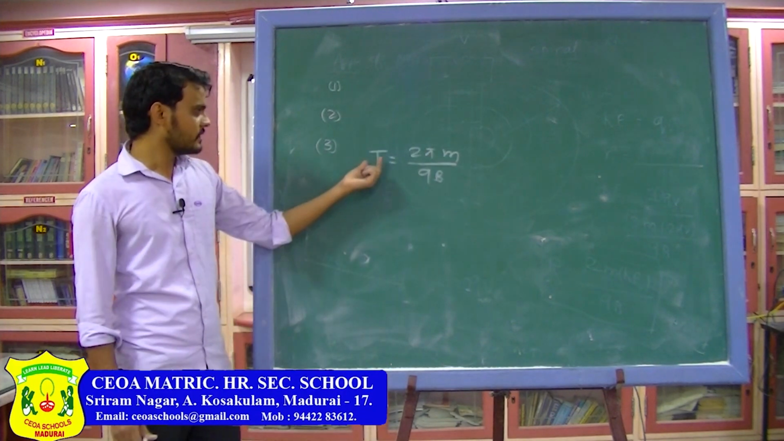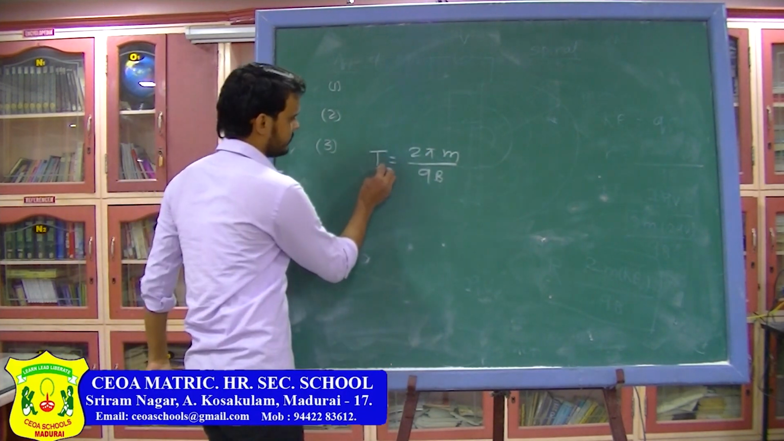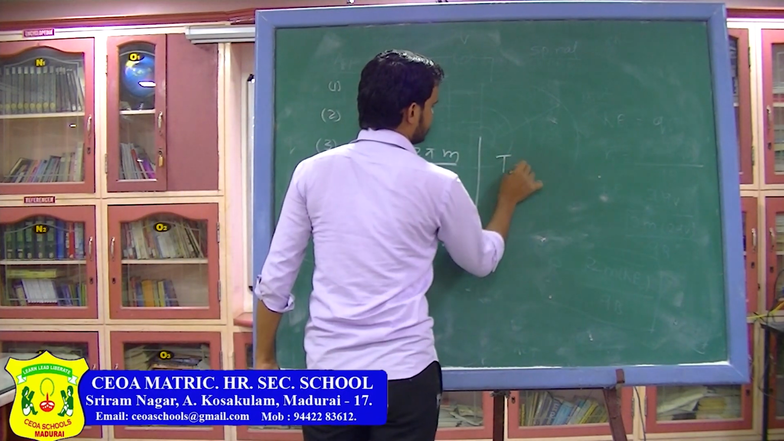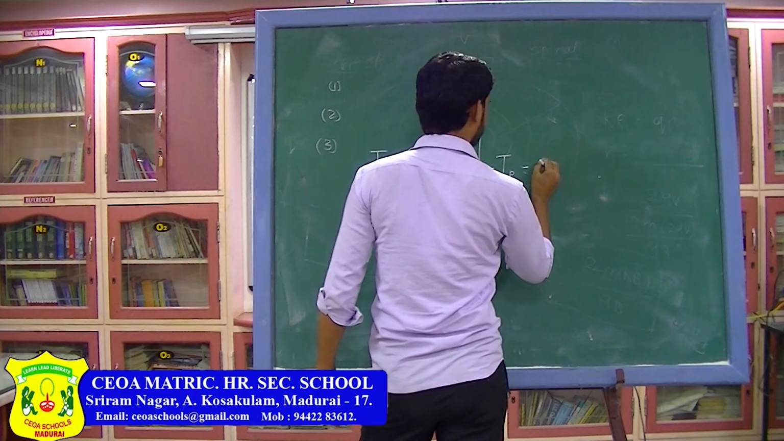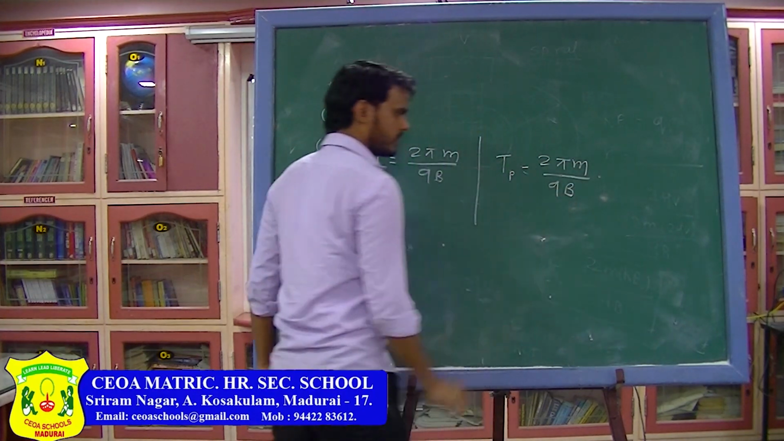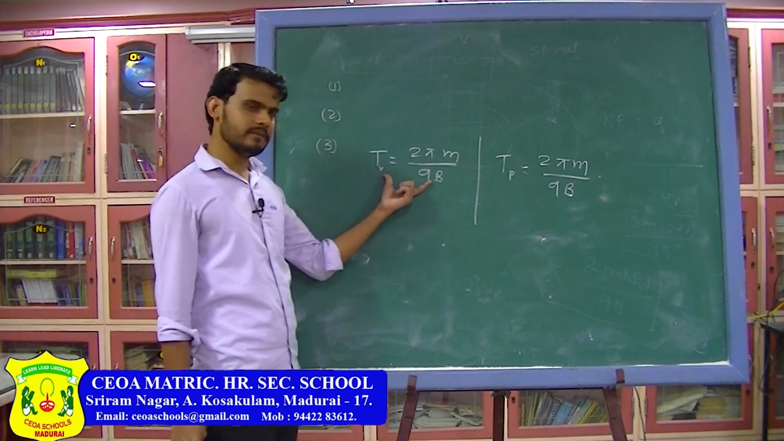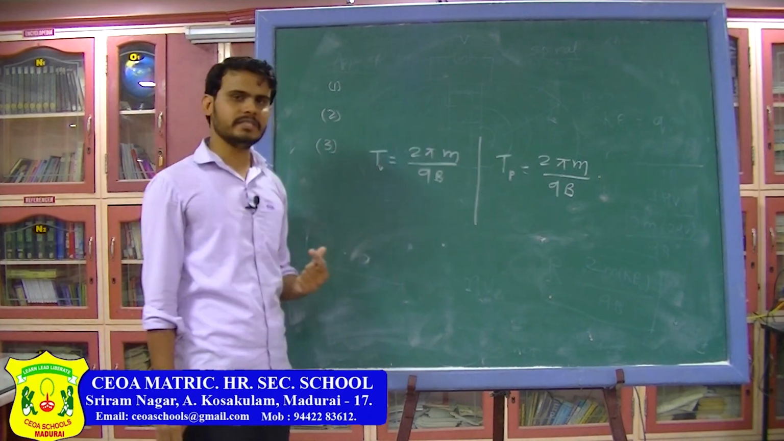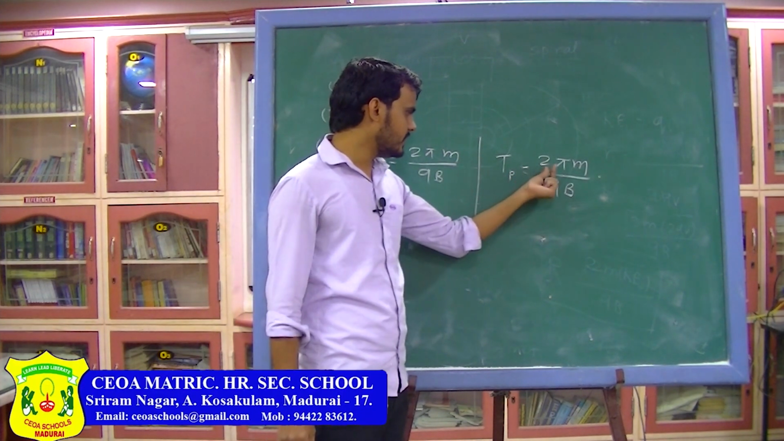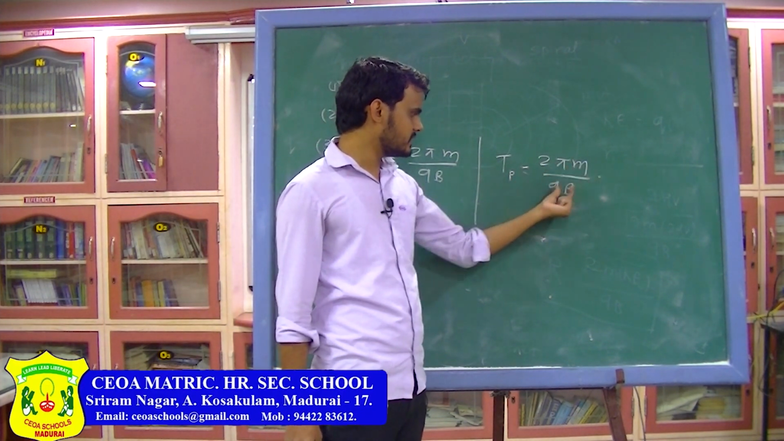Here I can write the time period of the voltage source, and this will be the time period of the particle. The time period of the particle will again be 2 pi m divided by qB. We choose a voltage source which has this value. So our voltage source time period is fixed, but the time period of the particle depends on 2 pi, mass, q and B.